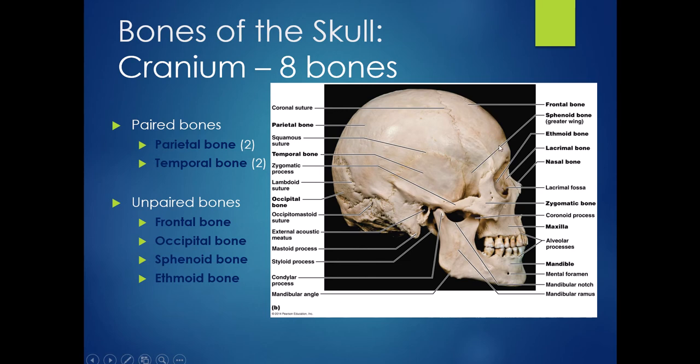You have one frontal bone that makes the forehead area. The back of the skull and the underside of the skull is primarily the occipital bone, and then you have 2 very oddly shaped bones that sit deeper in the skull, the sphenoid bone and the ethmoid bone.